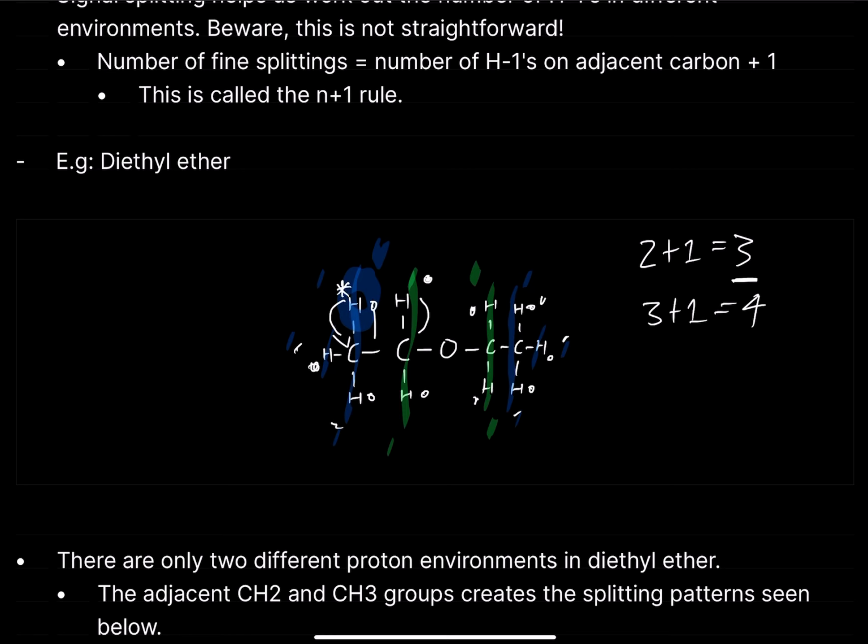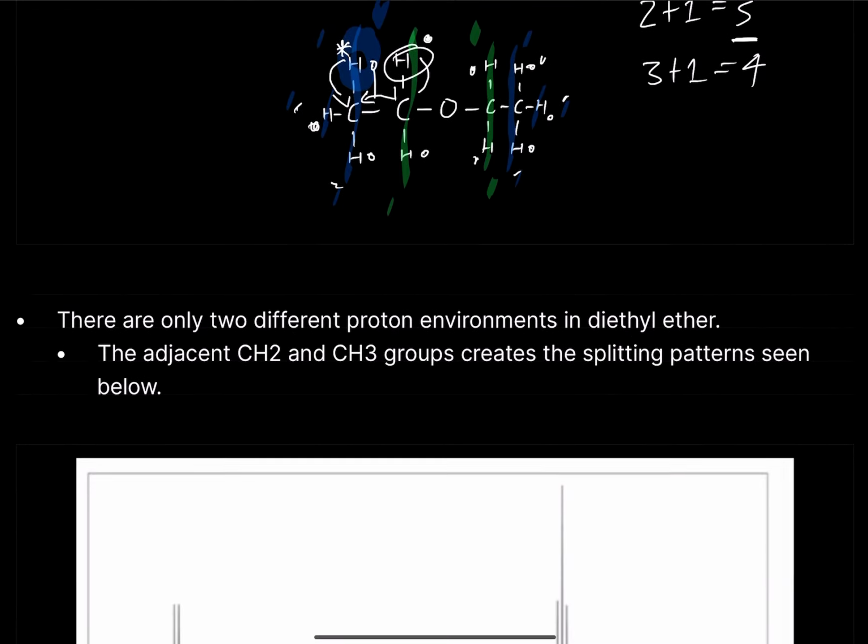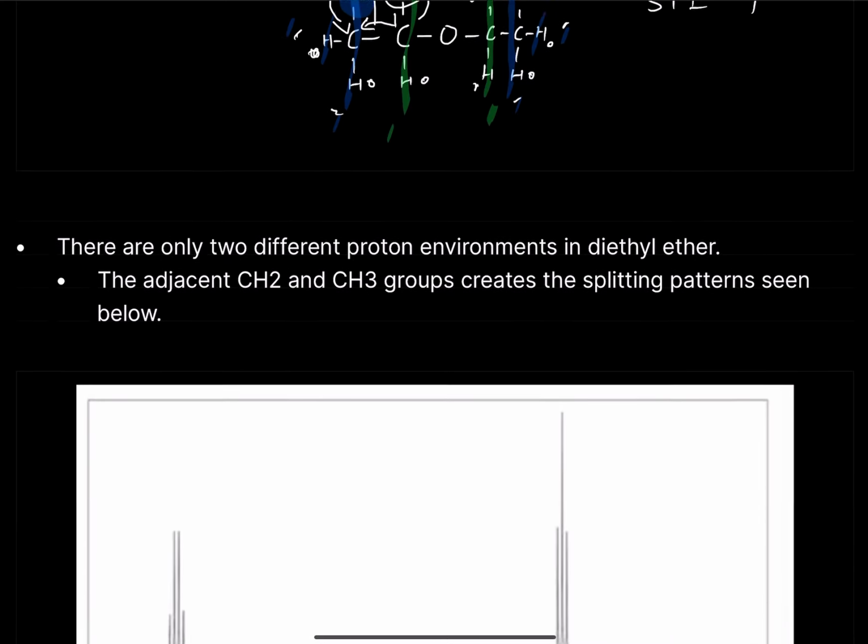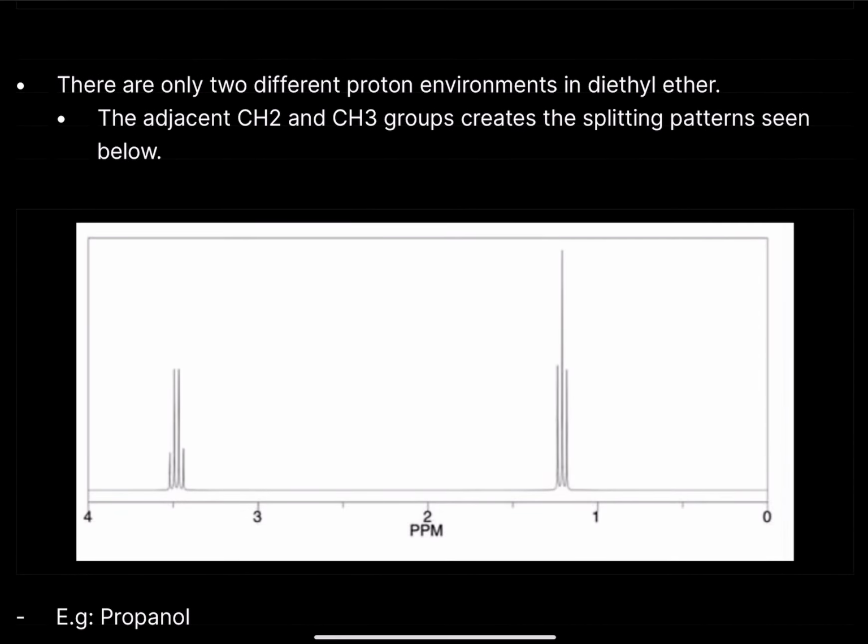Hopefully that made sense. This hydrogen here is bonded to a carbon that's adjacent to a carbon that has 3 hydrogens bonded to it. 3 plus 1, that's 4. Therefore, we would expect a quartet. And lo and behold, we would have this here.